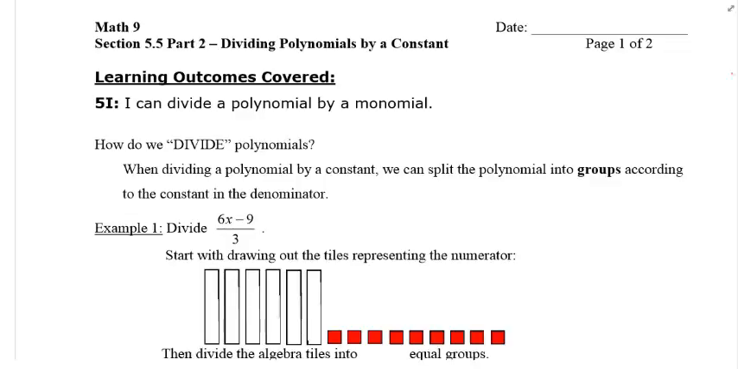Here's section 5.5, and I call this part 2 because in section 5.5 they talk about multiplying and dividing. So let's divide a polynomial by a monomial. In this case, I'm actually going to start with just a constant. So how do we divide polynomials?